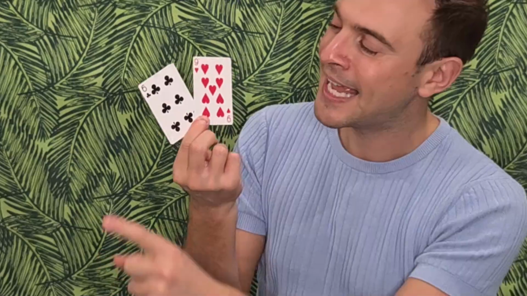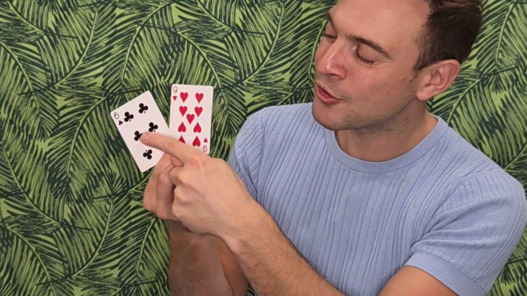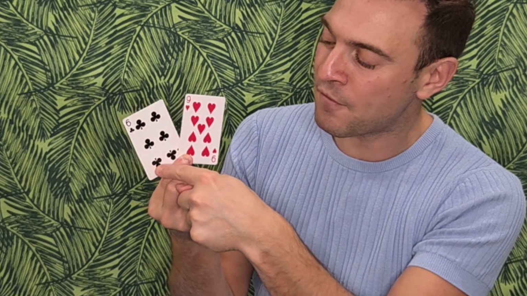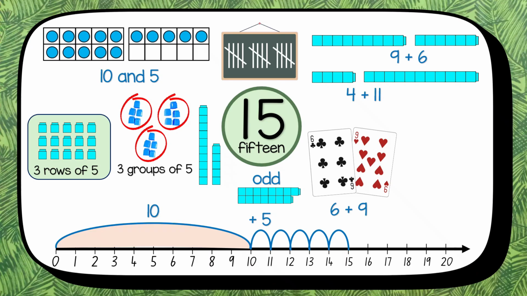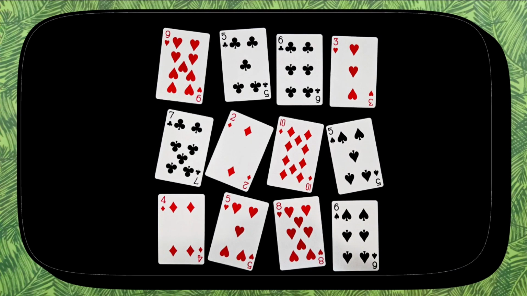Here are 2 cards that I found, 6 and 9. Let's count them to be sure. Now we know that this card is 9, so let's count on. What comes after 9? 10, 11, 12, 13, 14, 15. Here's a challenge. Can you find 3 cards that make 15? Pause it here and try your best.